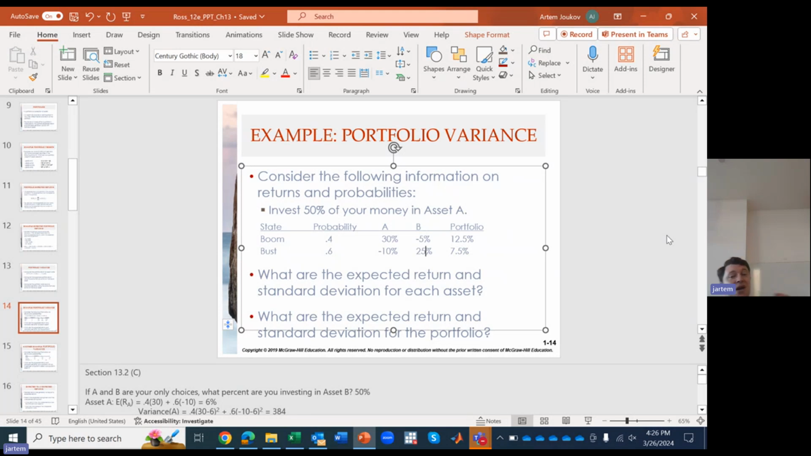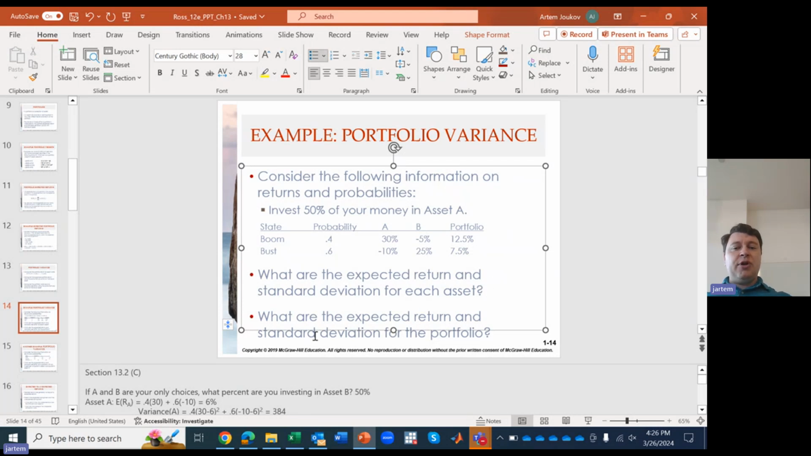Now, by the way, this is kind of important because you see that this is a common technique, right? I'm not sure if the economy is going to be in a bust or a boom, so I split my investment between an investment that is correlated with the economy, when the economy goes up, this asset goes up, and an asset that's negatively correlated with the economy, which means if the economy goes up, this asset goes down. So that if I'm wrong and the economy goes down, I still have an asset that is giving me a positive return. Okay? So we invest 50% of your money in asset A. Okay? What are the expected return and standard deviation of each asset?